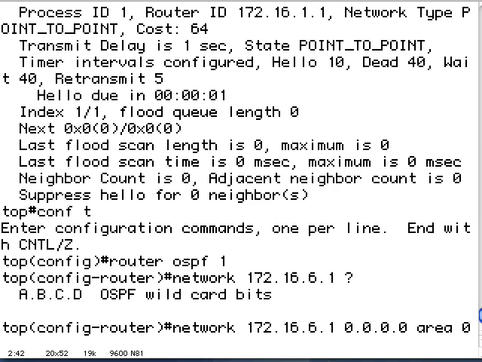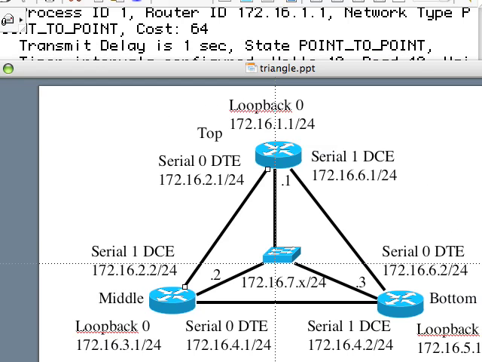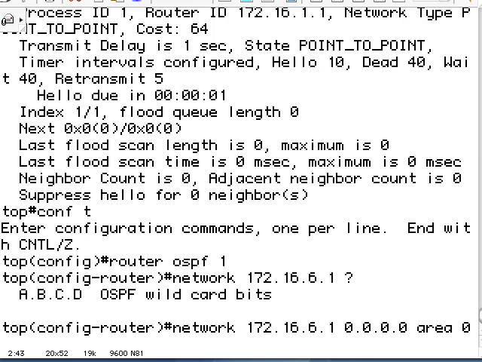Now this is different. My interface is 172.16.6.1, and it's a /24, so you might think that I need to have don't care bits of 0.0.0.255 to match the /24. But that's not what the network statement means. You don't need the network statement to match the network subnet. All the network statement means is if you have an IP address on an interface that matches the network statement, then you turn on OSPF on that interface.